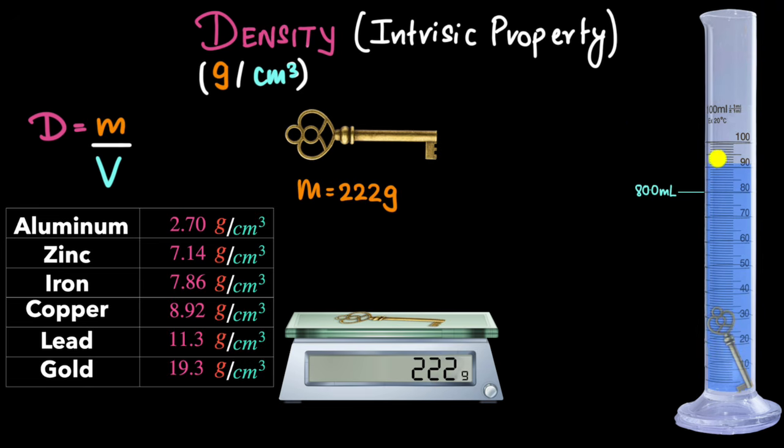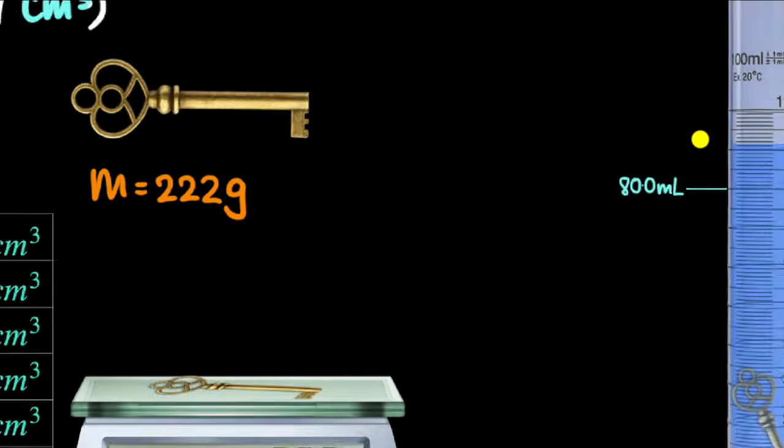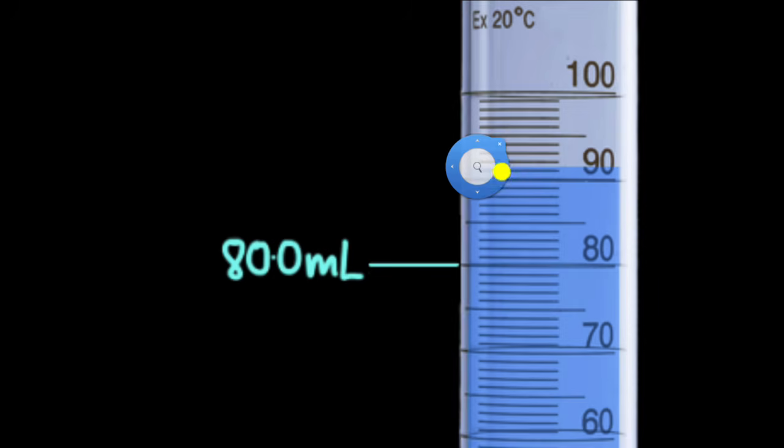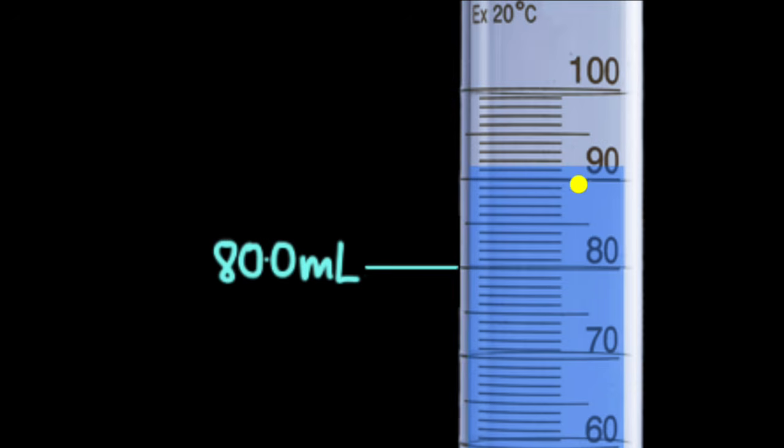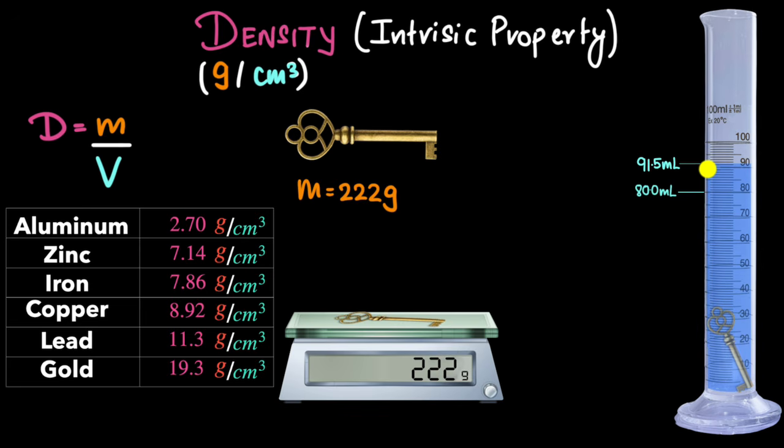And now, look, the volume has increased. So again, let's note down what the new volume is. If we carefully see, it's about 91, somewhere in between 91 and 92. So I can say 91.5, all right? So this is the new volume. Now, since it's the key that displaces the water, the volume of the water displaced must be exactly equal to the volume of the key. Does that make sense? This is how scientists usually figure out the volume of irregular objects.